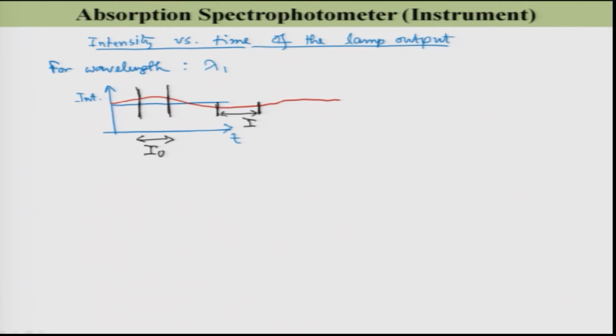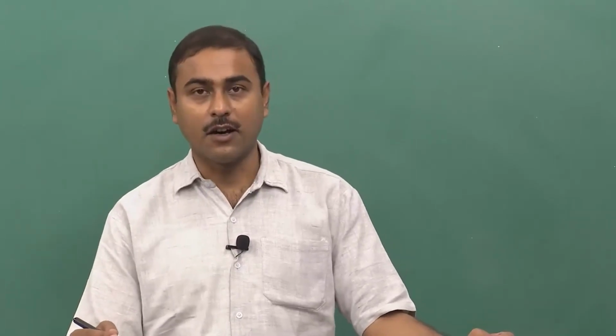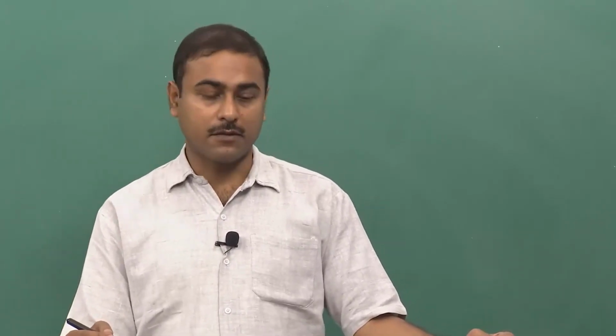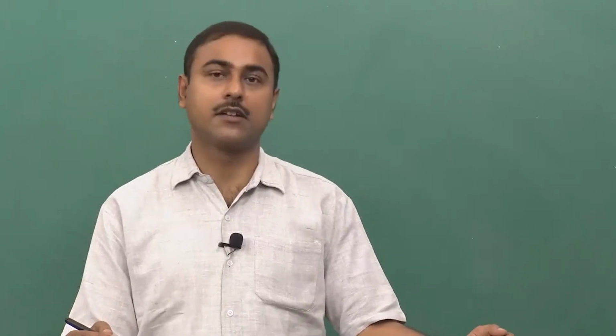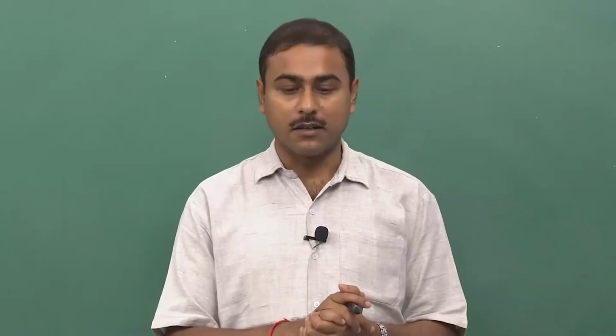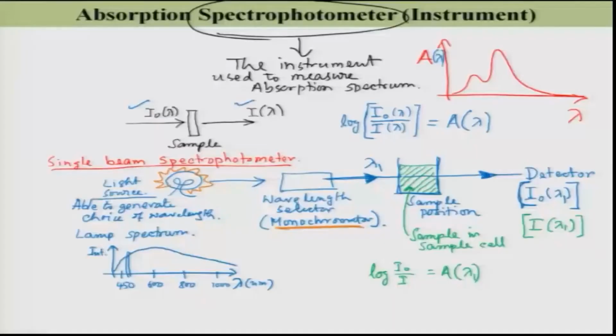That means this is the error in the measurement, and this error comes from the fluctuation of the intensity of the spectral lamp, right. So, we need to take care of that, otherwise the measurements will be very erroneous. So, this particular setup is known as a single beam spectrophotometer. This is the very primitive setup for spectrophotometric measurement. So, single beam spectrophotometer, because there is only one beam.